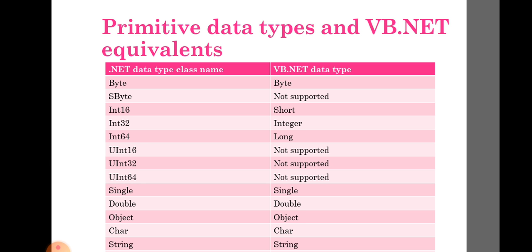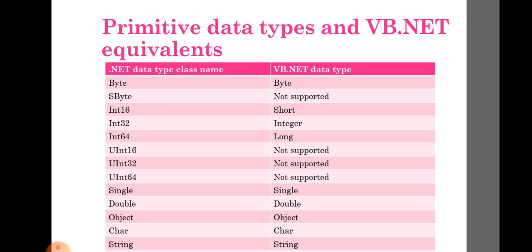Byte, which is also supported by VB.NET. SByte, which is not supported in VB.NET. Int16 is nothing but short int. In VB.NET it is specified as short. Int32 is nothing but just int. In VB.NET it is specified as Integer. Int64 is what we specify in C and C++ as long int. In VB.NET it is specified as just Long.